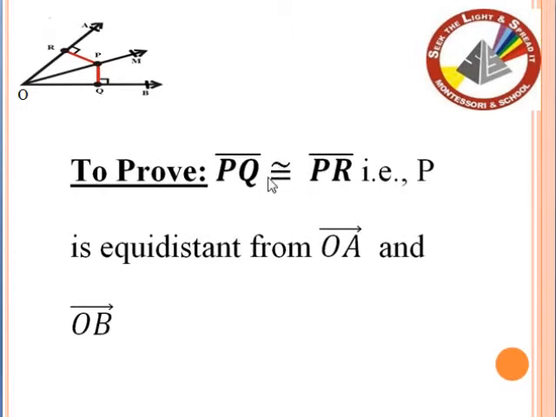Here we are not going to write the equal sign. We will use this congruency sign because we don't know the exact mathematical measurement of this PQ and this PR.